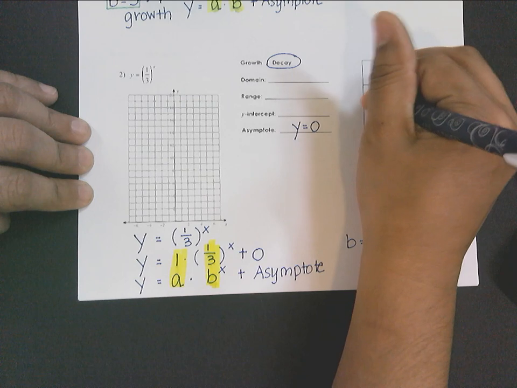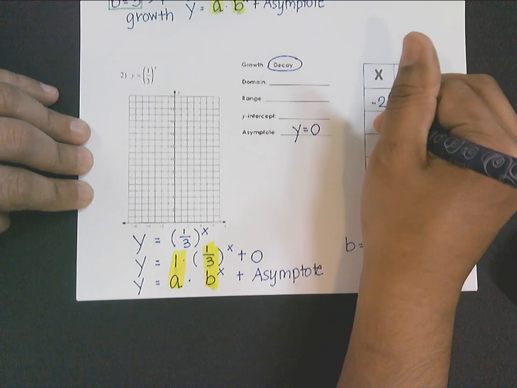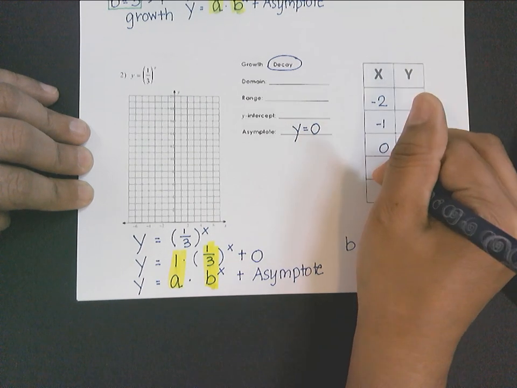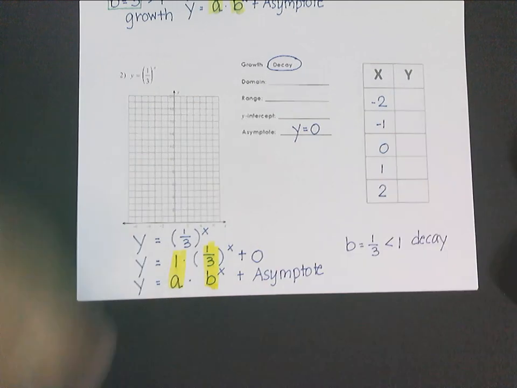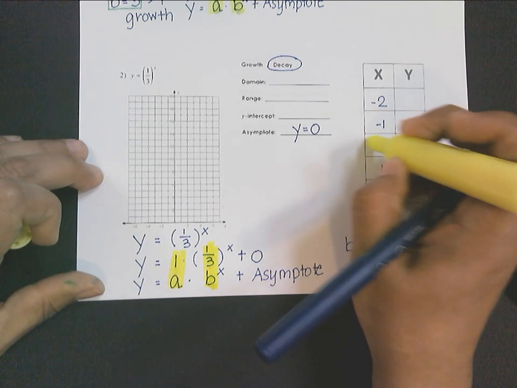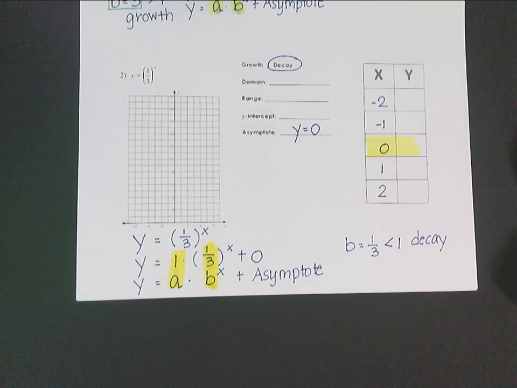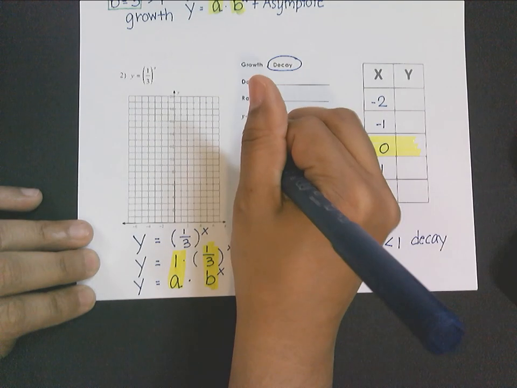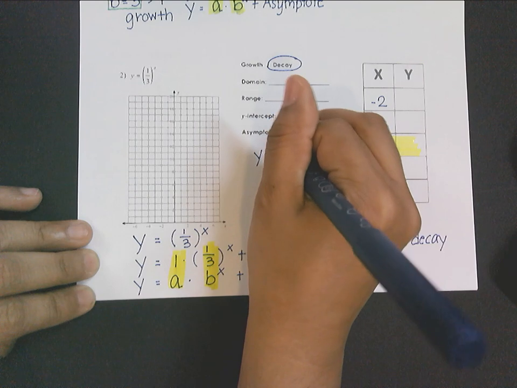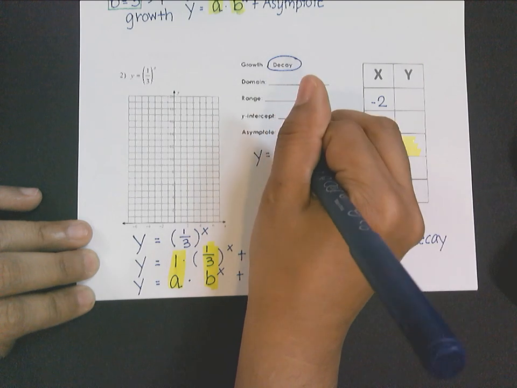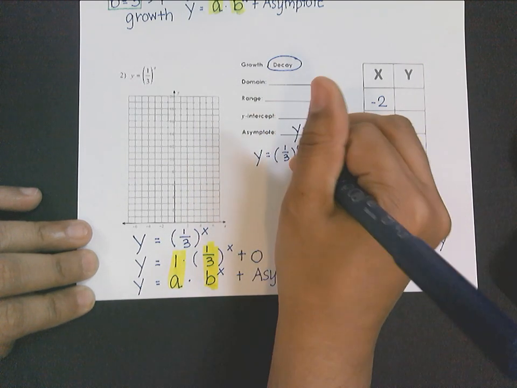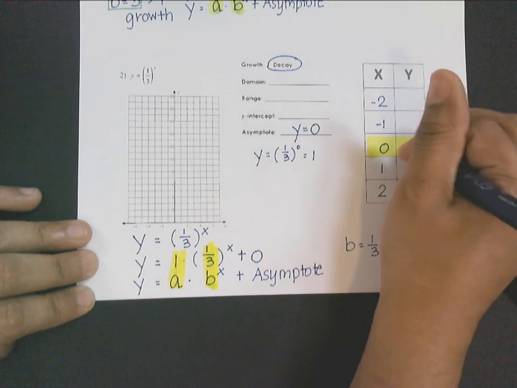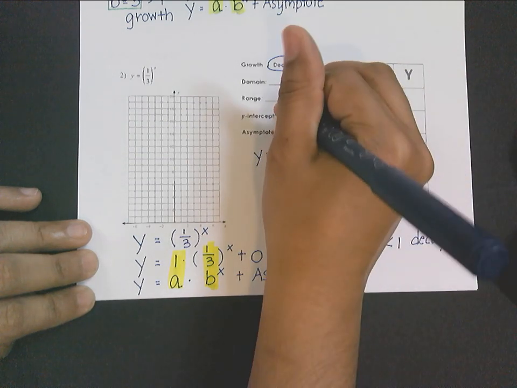I need my table of values. And the one that I'm mostly worried about is my y-intercept. So that means I'm going to put the x to 0. So I'm going to get my equation of y equals 1/3 to the power of 0. And anything to the power of 0 is 1. So my y-intercept is (0, 1).